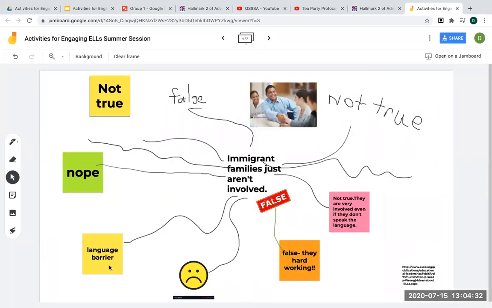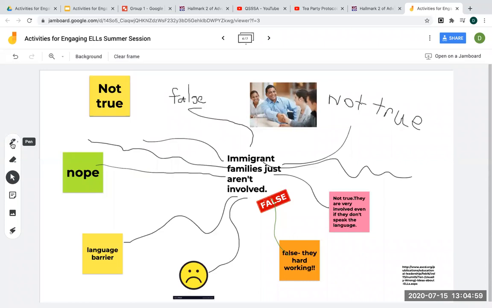So maybe you don't see the families in person because they're not as proficient in English, or they're not comfortable speaking yet. Maybe they weren't aware because they didn't receive a notification in their native language of an event at the school. You also see some people writing that they are hardworking and they're very involved, even if they don't speak the language. This was just a surface, quick activity.